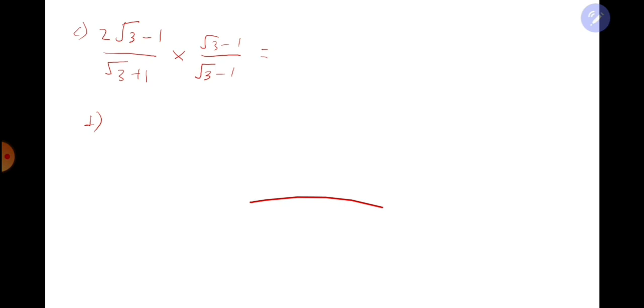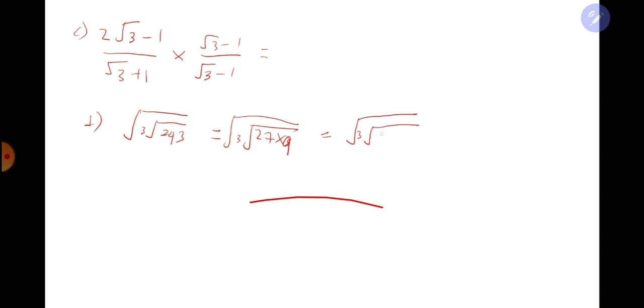you have square root of root 3 of 243. Okay, so 243 you can rewrite as 27 because you have root 3, so you want to have something power 3, so 27 is the closest. 27 will be 3 power 3, so 243 is 27 times 9, sorry. So this one has root 3, and also a square root. You can rewrite this as square root of root 3 of 3 power 3 times 3 power 2.